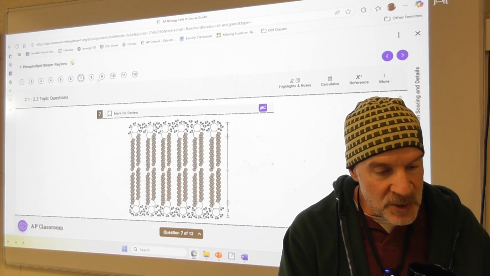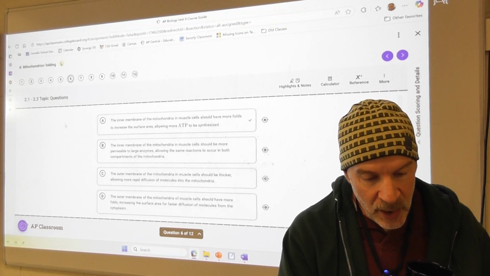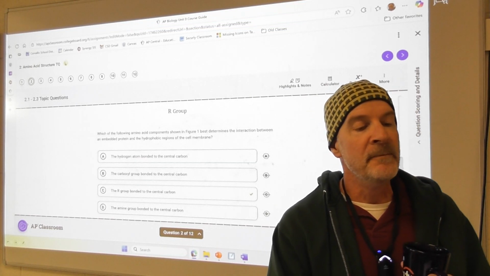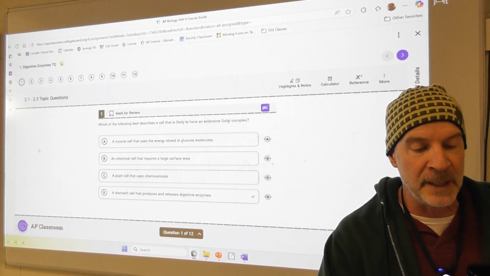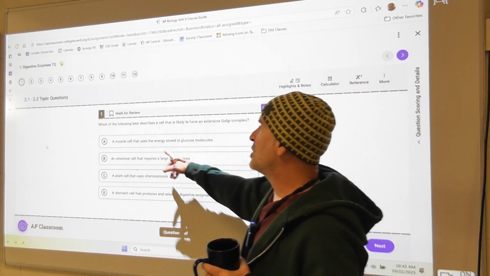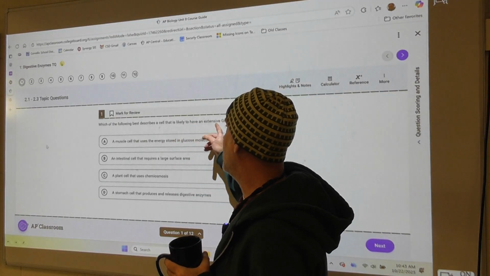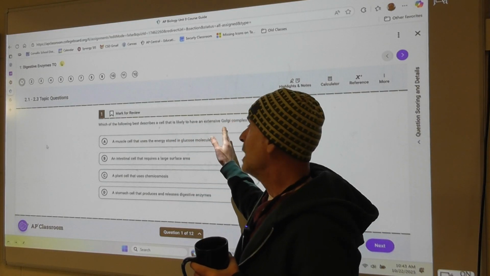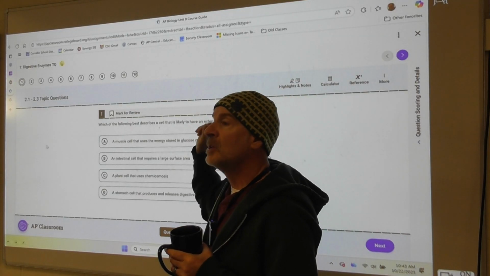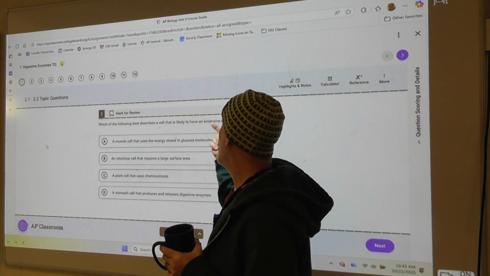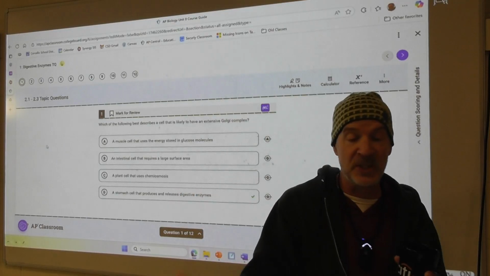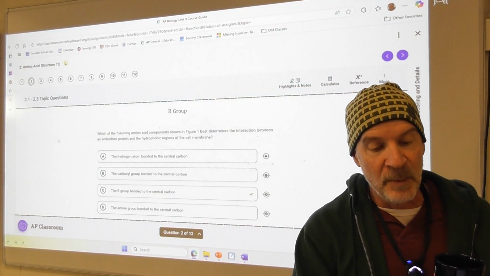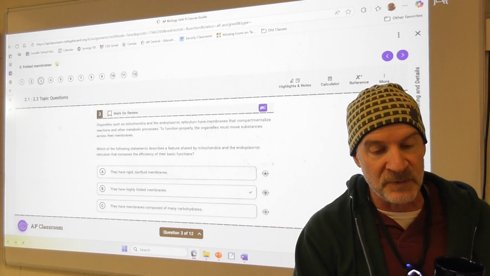And then there was one more, I know what I was gonna say. So the other thing is, this first one that I went over the other day, it says, which of the following best describes a cell that is likely to have an extensive Golgi complex, or that's the same as the Golgi apparatus. And what I said is what this question is really trying to address is, what does that cellular structure do? And if you go through the list, you can see that shows up a bunch of times.